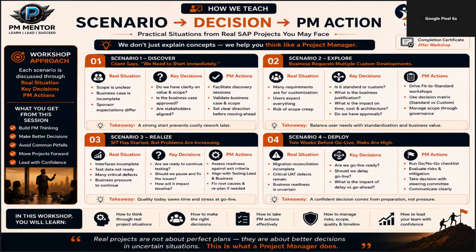Okay. Now, scenario 3, realize. Now suppose SIT has already started, but problems are increasing. Some interfaces are incomplete, test data is not ready, critical defects are increasing, and the business is saying, do not stop testing, continue, because we cannot move the timeline. Now, you are the project manager. What will you do? Will you continue simply because the business is pushing? Or will you first check whether the testing is still meaningful?